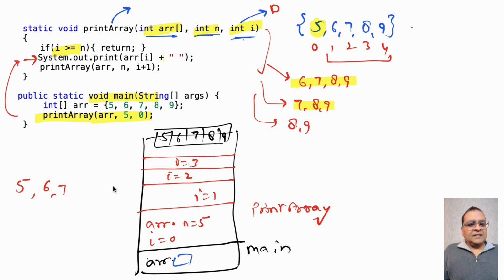Inside the function where I is 3, it will print 8 and then call the function for I is equal to 4. The function where I is 4 will print 9 and then call the function for I is equal to 5. Finally, the function where I is 5 will return, then this will return, this will return, this will return, this will return, and finally this will return and control will go back to the main function.